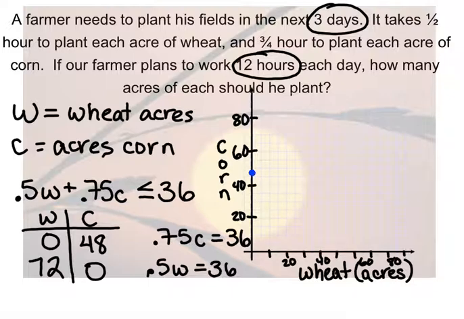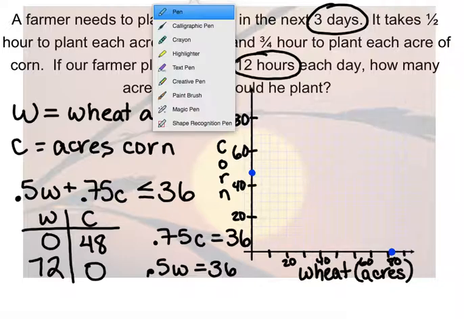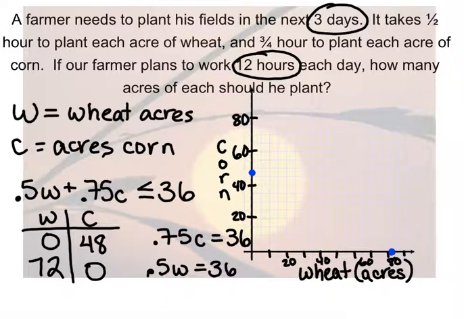72, 70, 72 is just going to be slightly to the right. I look, and once again, it is less than or equal to, but it's not greater than or equal to. So I'm going to draw my line in, and it's going to be solid.